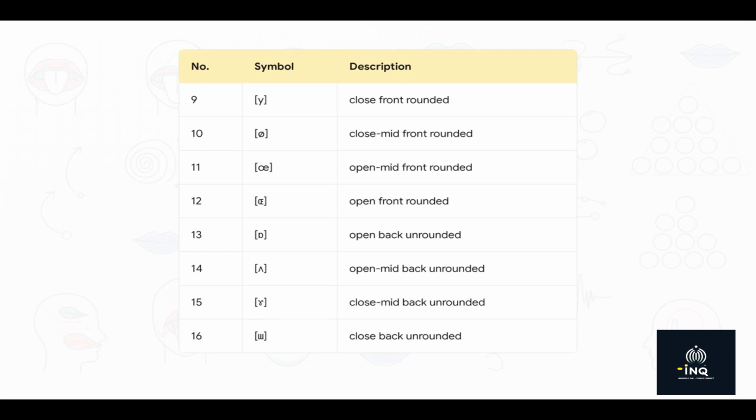Number 9, which has the symbol U, has the exact same tongue position as our very first primary vowel. It's close and front, but look, now it's rounded. And check out number 16, U. It's a close back vowel, just like U, but this one is unrounded. You see the pattern, right? Secondary vowels just take the tongue positions from the primary set and flip the lip rounding.